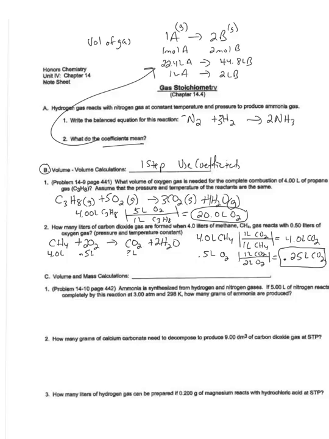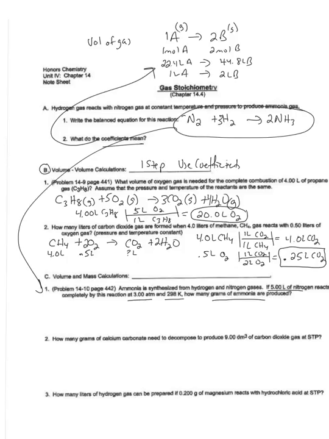Okay? All right, lastly, we might end up doing a volume to mass stoichiometry problem. Okay? All right, so we look at problem 1 here. Ammonia is synthesized from hydrogen and nitrogen gas. Okay, so again, we're going to use this reaction up here to do problem 1. So I've already got the balanced equation. I have 5 liters of nitrogen at 3 atmospheres and 298 K. I want to figure out how many grams of ammonia.